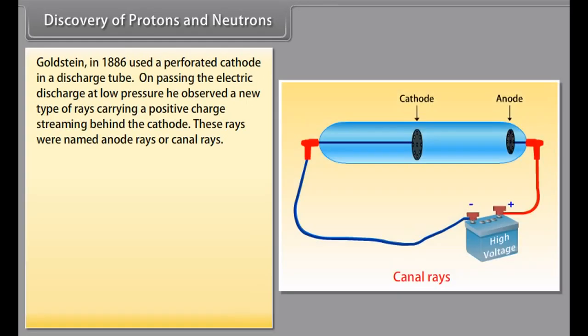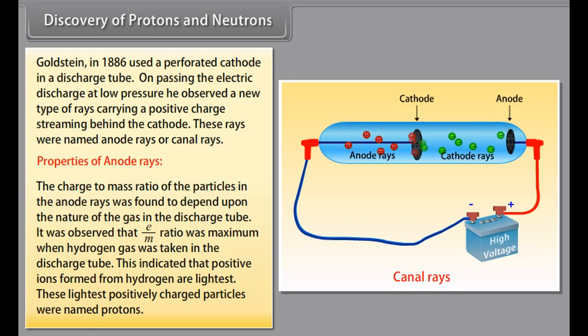Goldstein in 1886 used a perforated cathode in a discharge tube. On passing the electric discharge at low pressure, he observed a new type of rays carrying a positive charge streaming behind the cathode. These rays were named as anode rays or canal rays. Properties of anode rays. The charge-to-mass ratio of the particles in the anode rays was found to depend upon the nature of the gas in the discharge tube.